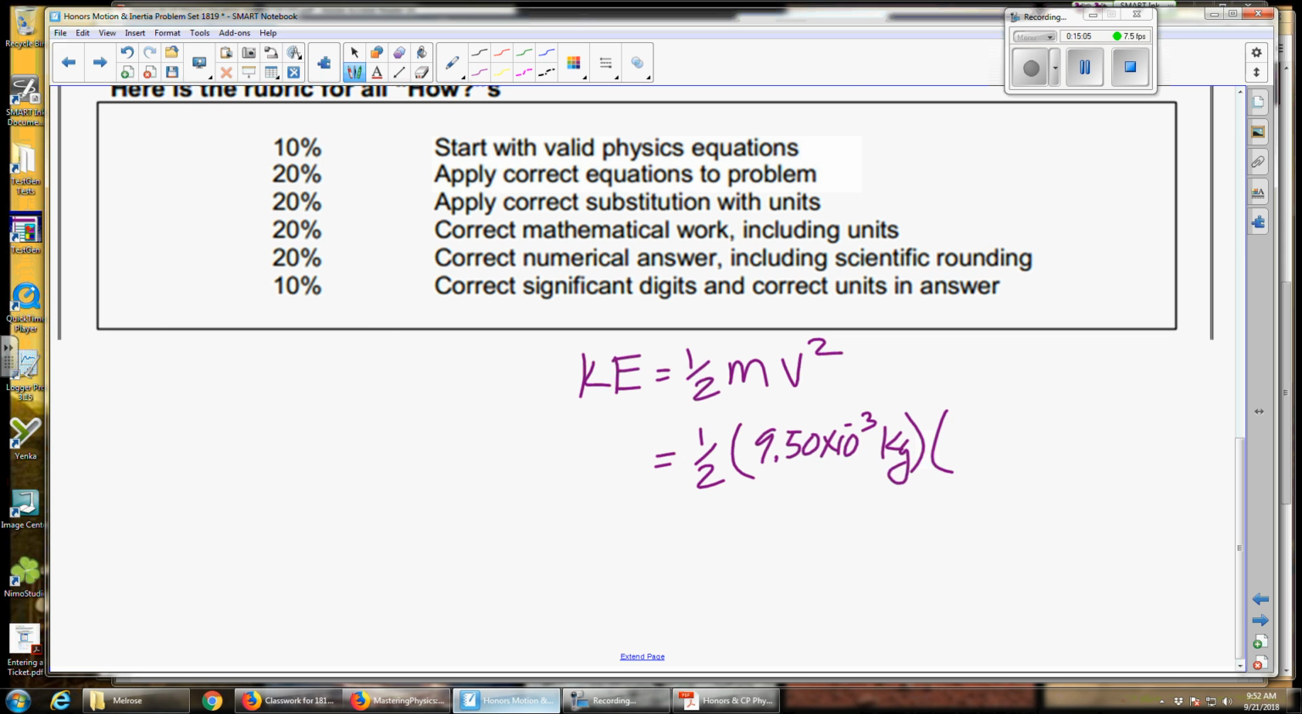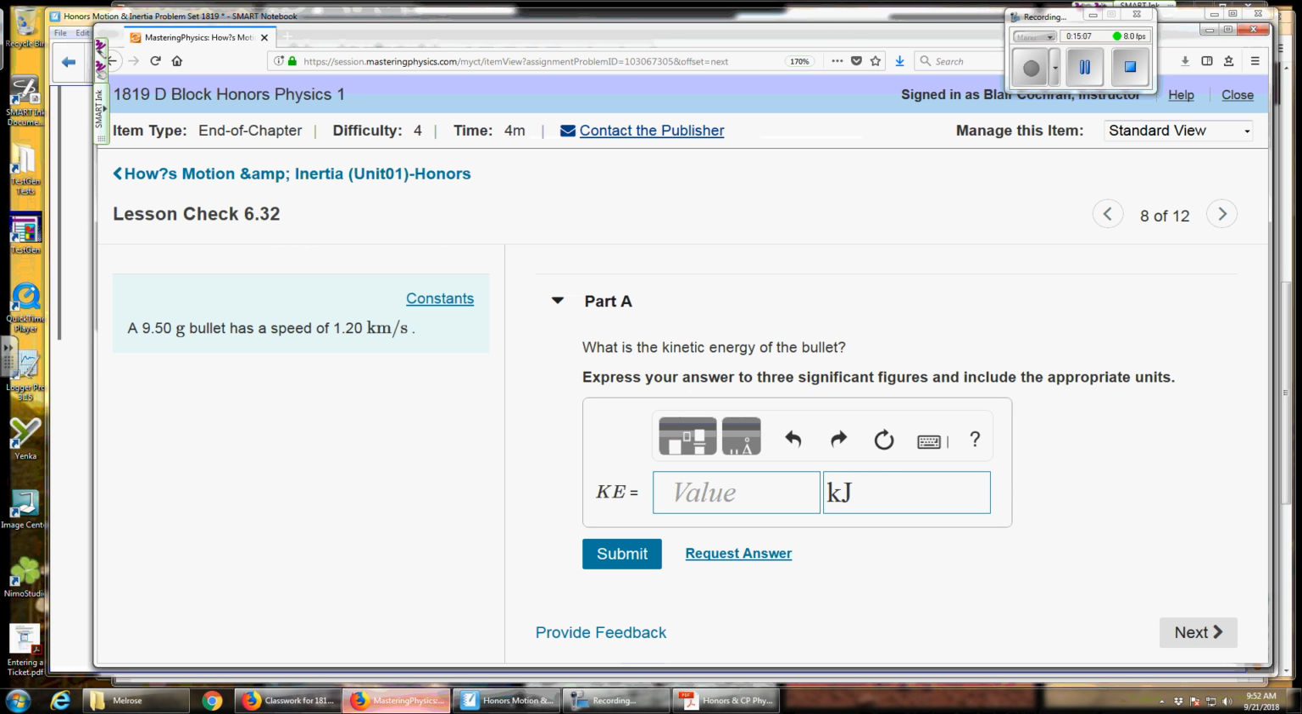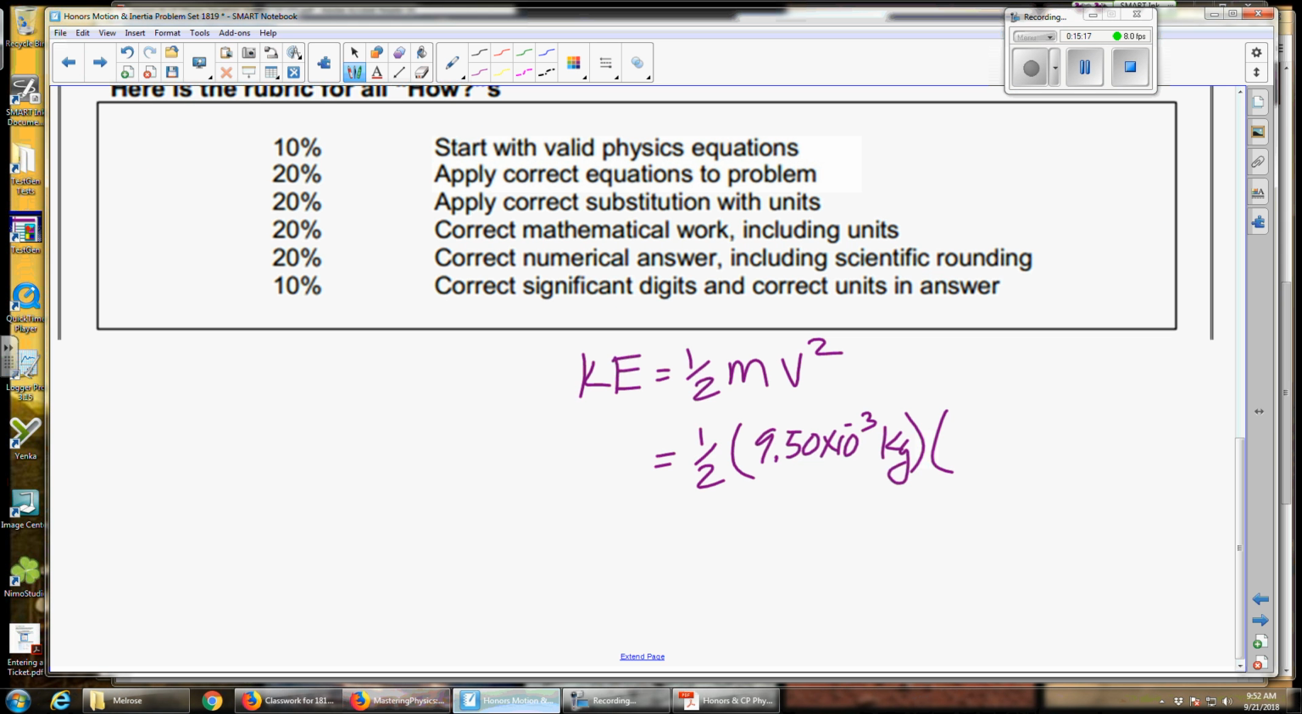My speed is 1.2 kilometers a second. I know to go from kilometers to meters, I need to multiply by 1,000. So that would be 1.2 times 10 to the third meters per second, and that would be squared. And I'd end up with an answer in kilogram meters squared per second squared, which would be the same as the joule.